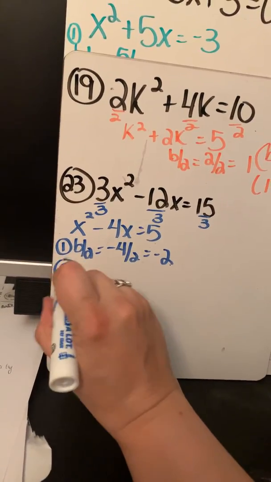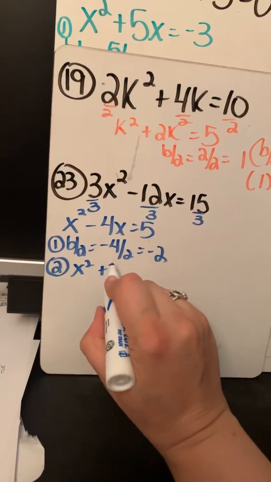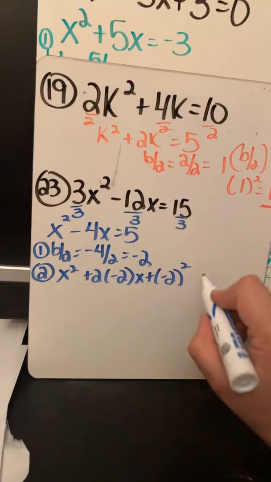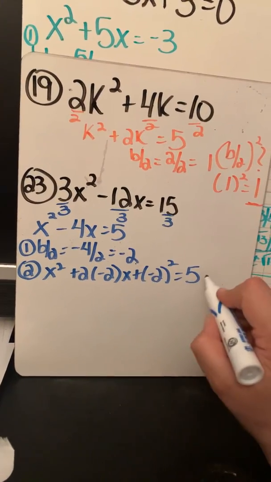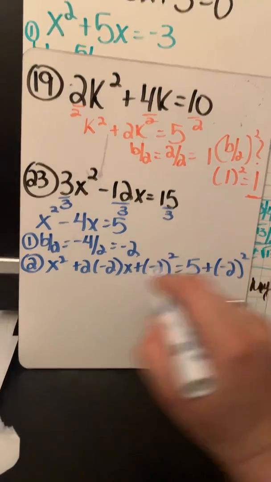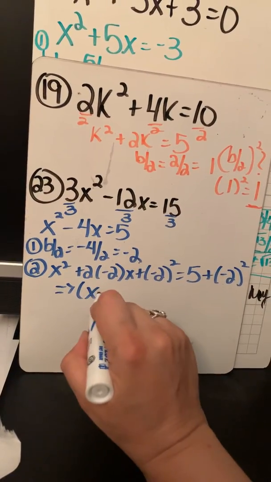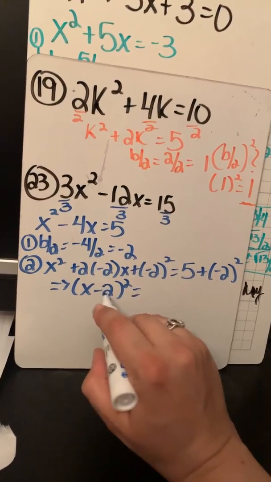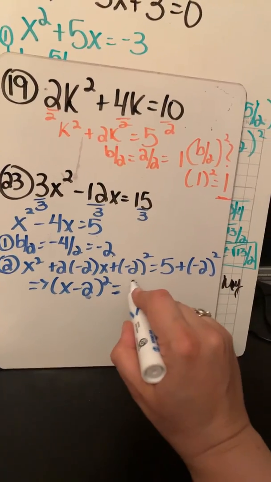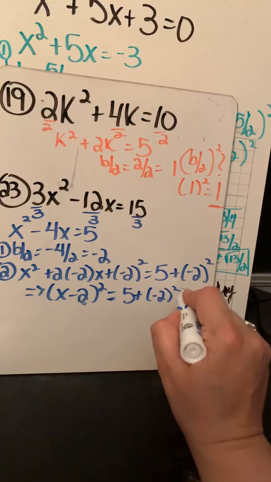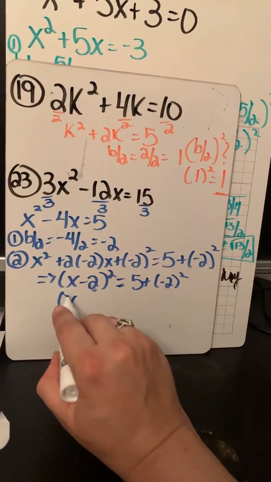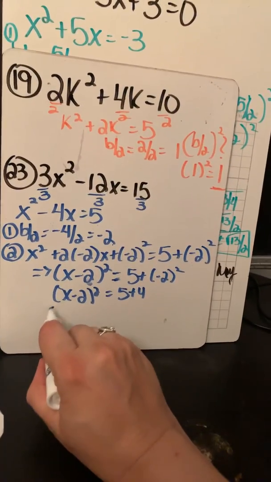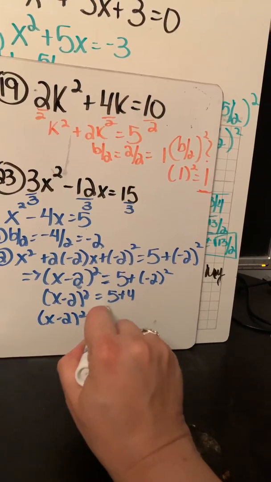Second step, plug in: x² + 2(b/2)x + (b/2)² = c, which was 5, plus (b/2)², which implies (x + b/2)². And notice I'm just putting that negative 2 in there because that's what my b over 2 is, equals 5 plus (b/2)². Let's solve. (x − 2)² = 5 + 4. Well, what's 5 plus 4? 9. (x − 2)² = 9.